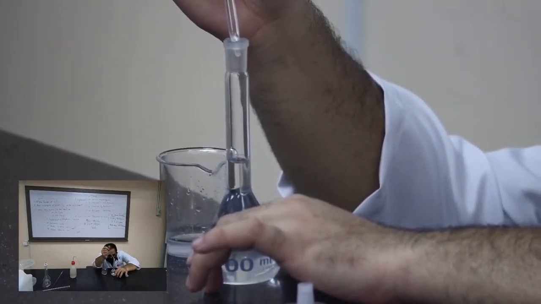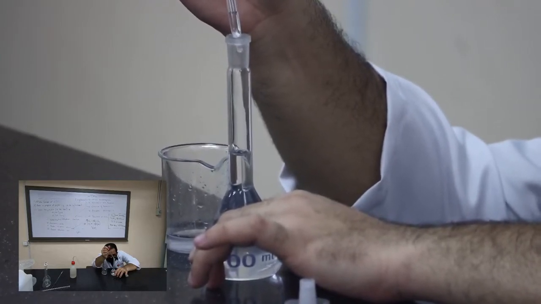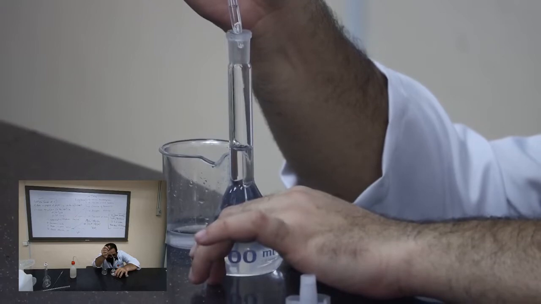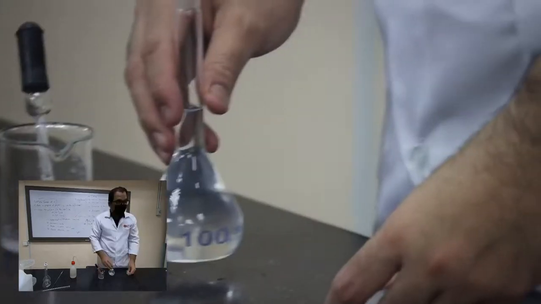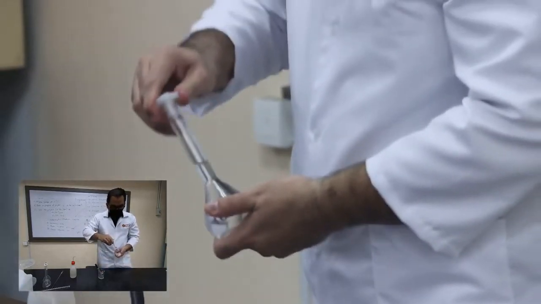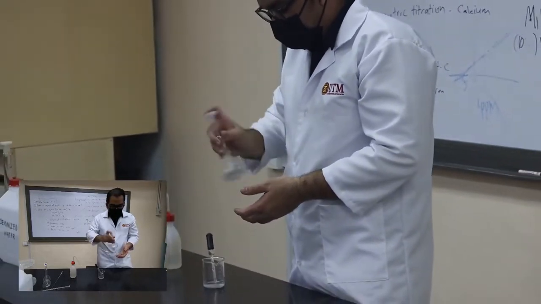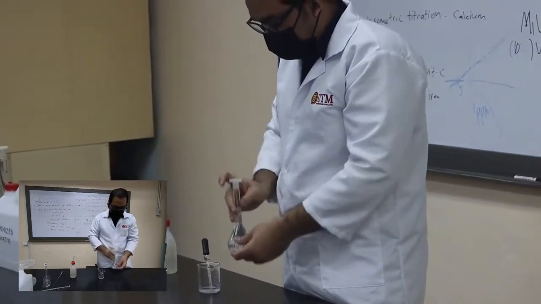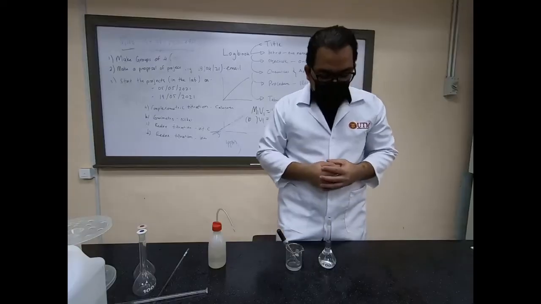Now, I think we got it. Just a little bit. One more drop to go. Yeah, that's it. Fantastic. Now, put on the cap and make sure that you mix the solution by flipping it up and down several times to make sure of the homogeneity of the solution prepared. Now you have the 1000 ppm stock solution.